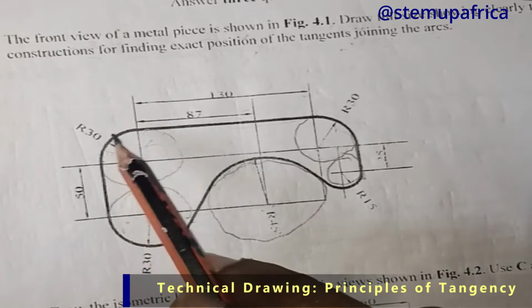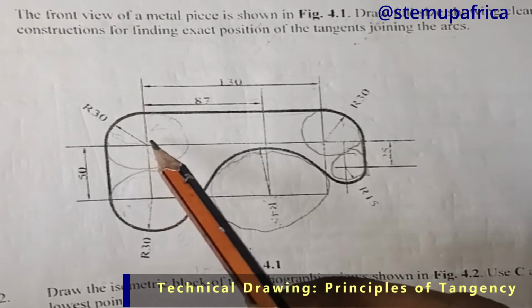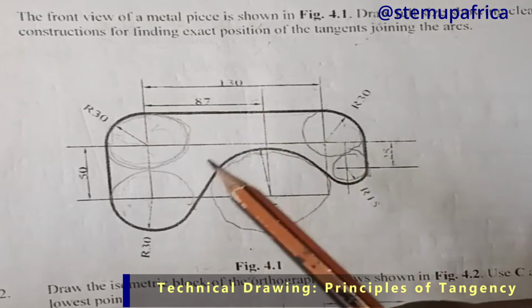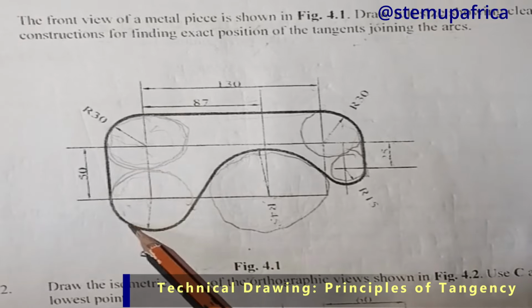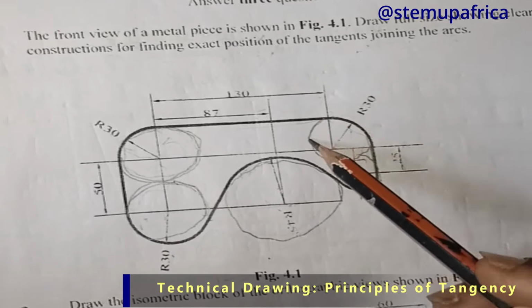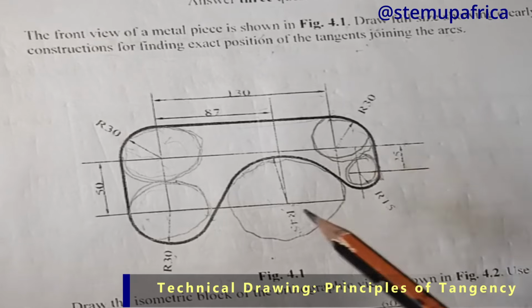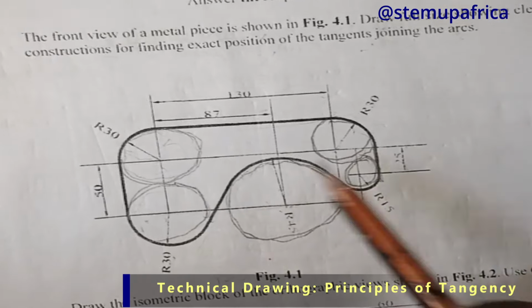Now, if you look here, we have radius 30. This radius 30 is more like a circle. You can see it here, it's a circle. Here is also radius 30, the same thing as a circle. Here radius 30 is also a circle. Here is radius 15, also a circle. And here radius 45 is also a circle.